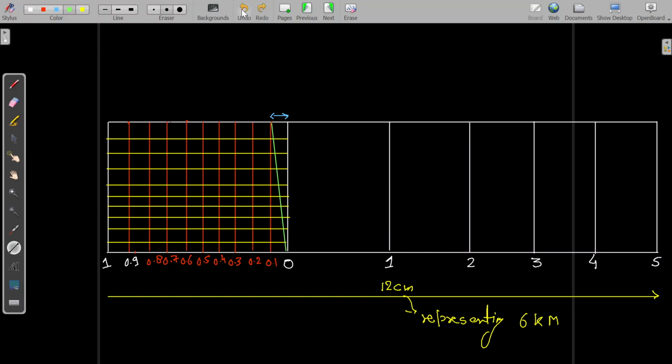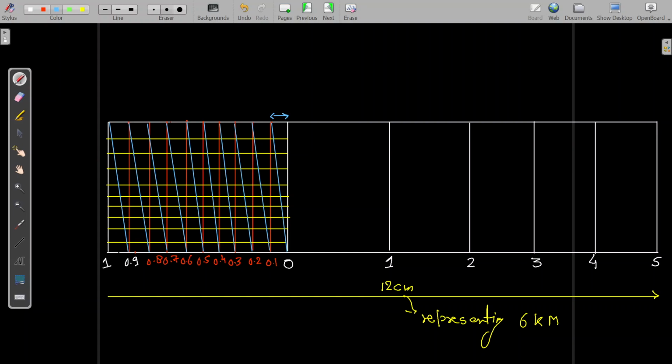Let me draw with some other color because the visibility will be better. Now we have to draw it with diagonal lines, using the principle of diagonal scale, which I just explained on the last page. Okay, so this is the diagonal scale again.